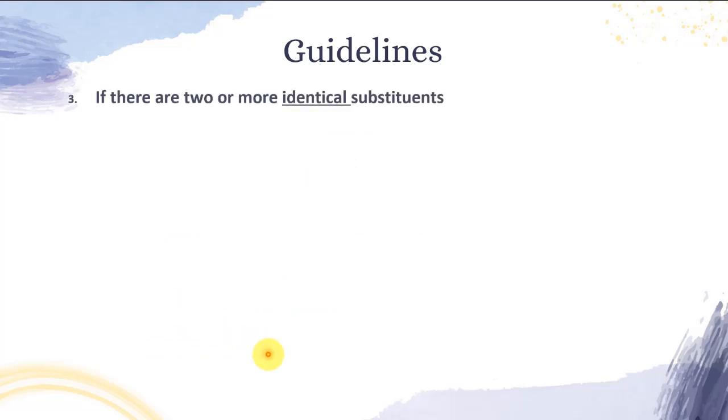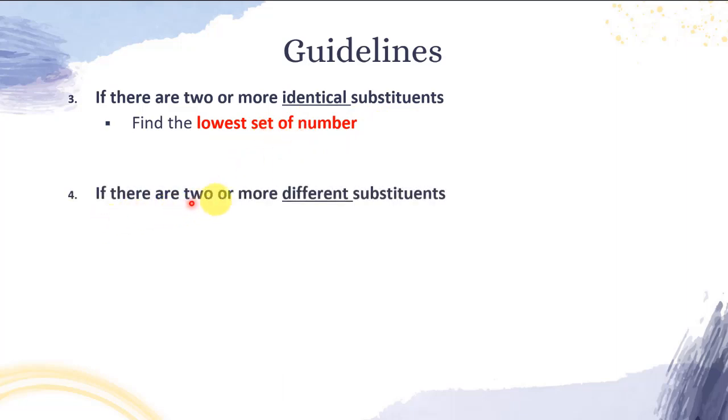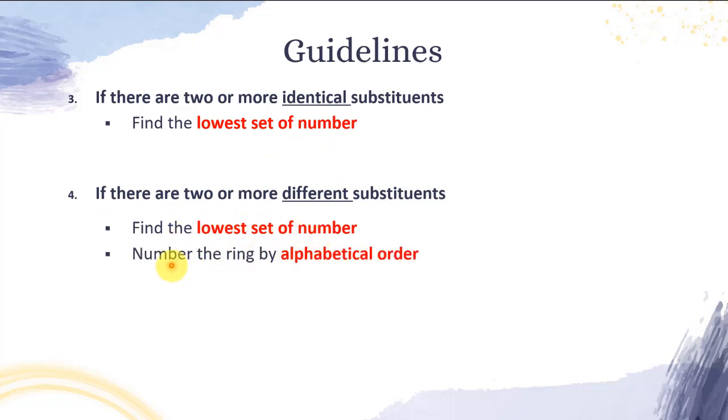Number 3, if there are 2 or more identical substituents, find the lowest set of numbers. If there are 2 or more different substituents, you need to find the lowest set of numbers as well, and you need to number the ring by alphabetical order. This is the case if you get the same lowest set of numbers, then we will arrange following the alphabetical order. However, we always look at the number first before we arrange the alphabet.